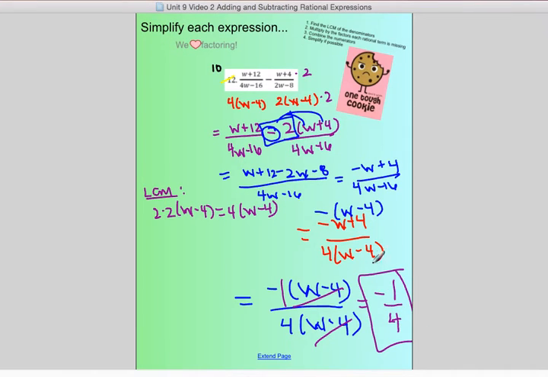Okay, so once you do the adding and subtracting, this comes back to our multiplying yesterday, how you have to cancel and simplify. So just make sure you're checking and make sure you're not missing something that could cancel.